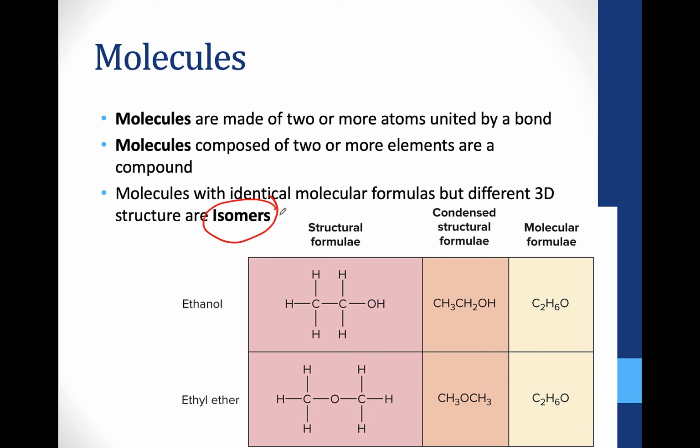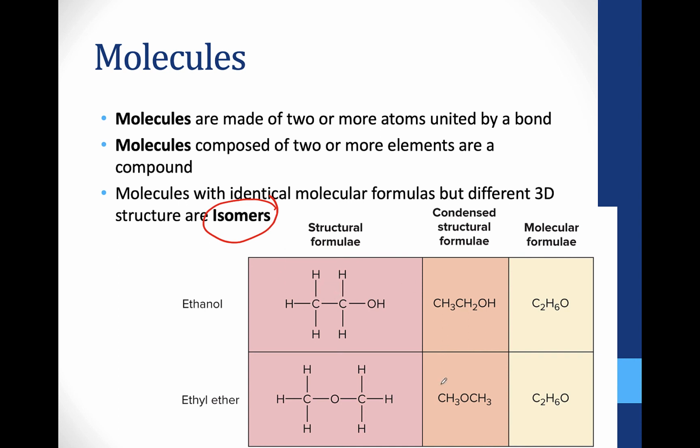2 molecules with the same structure but different 3D shapes are called isomers. So ethanol and ethyl ether are called isomers. Please don't get isomers confused with isotope. Isotope was when they had different numbers of neutrons. So let's look at these 2 isomers.